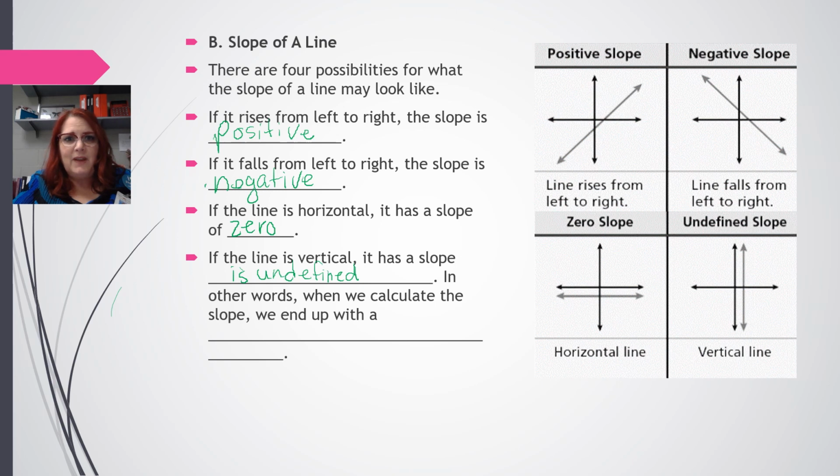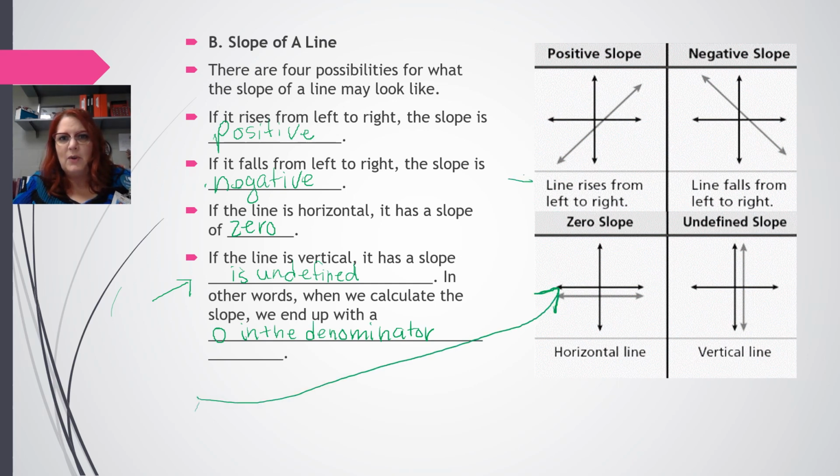And the reason it's undefined is because when we calculate this slope, we have the change in the y's over the change in x's, and the change in x's is 0. So we're going to have a 0 in the denominator, which means we're dividing by 0. We can't divide by 0, right? So that's why it's undefined, because you can't divide by 0. Take a look at all these beautiful pictures that show positive, negative, 0, and undefined slope.